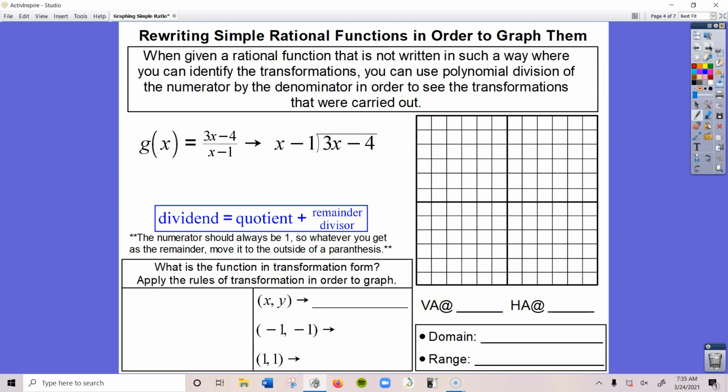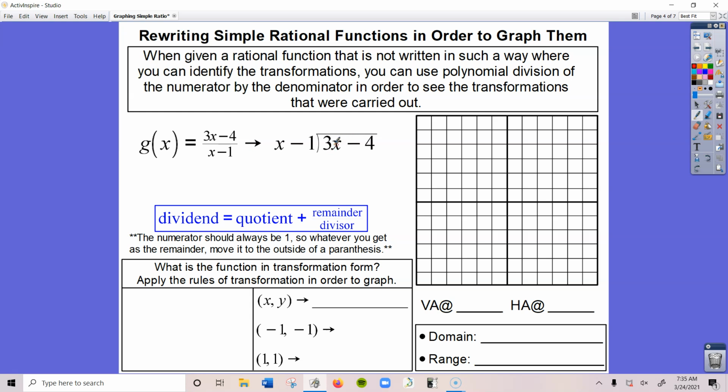Now we're going to look at when a function is not necessarily written in transformation form where I can tell what the transformations are. So for example, here we have g of x is equal to 3x minus 4 over x minus 1. It's very difficult for me to tell what my transformations are if it's written in this way. So in order to graph this function, we are going to rewrite it so that I can see what those transformations are. Now, a fraction is essentially division. So in order to do that, what we have to do is divide the numerator by the denominator.